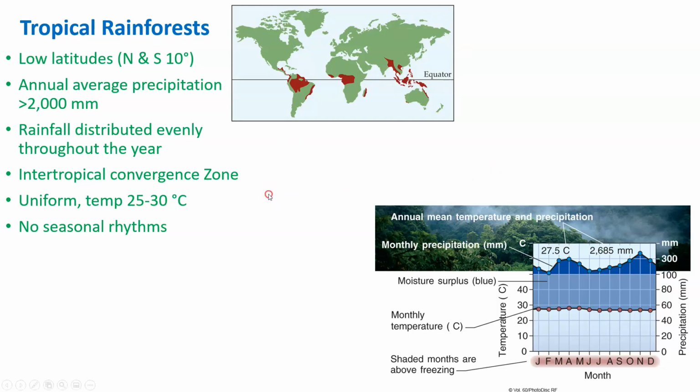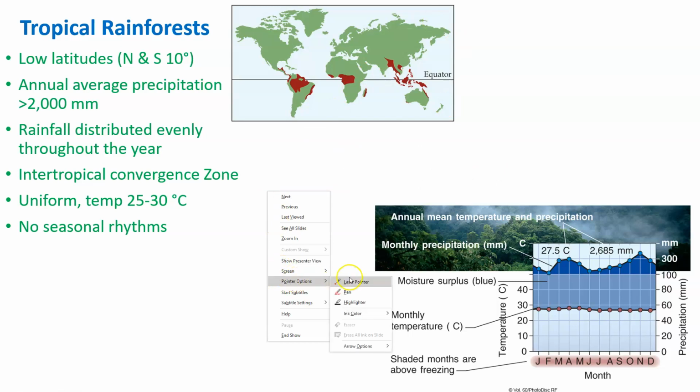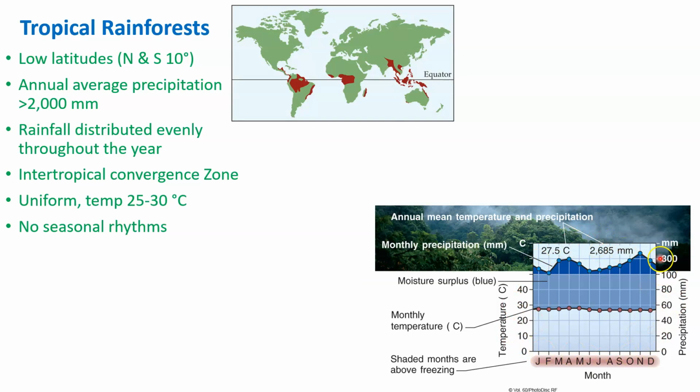Let me get my pointer. I need to point certain things out in this particular figure. If you look at the figure with me right now, it shows temperature on this axis, the time, and the precipitation on these three axes. So first, look how nearly uniform the temperature is. It fluctuates between like 25 to 30 degrees, but it stays very uniform throughout the year. There is no temperature change across different months. So as such, you will not experience any monthly rhythms, no seasonal rhythms, so to speak.